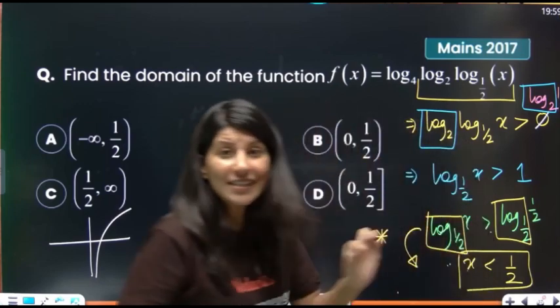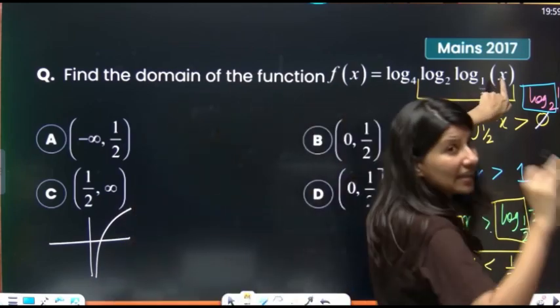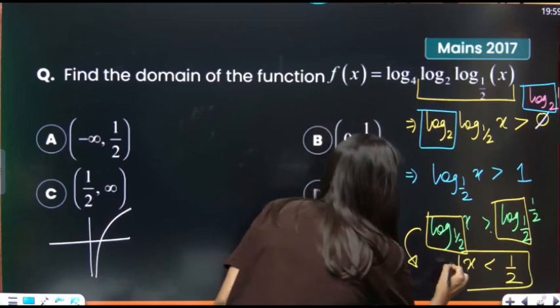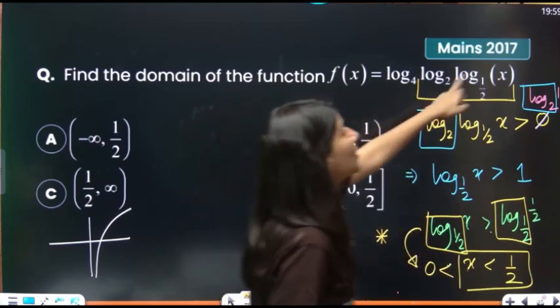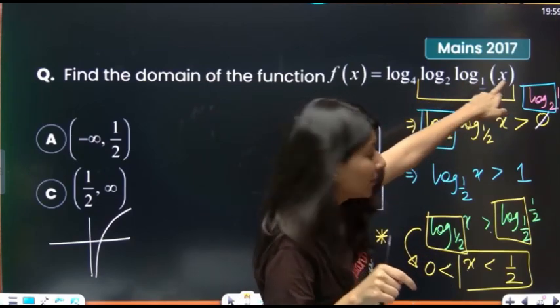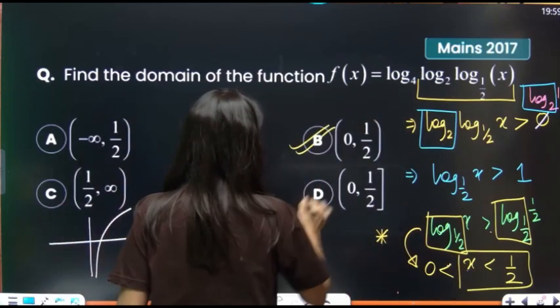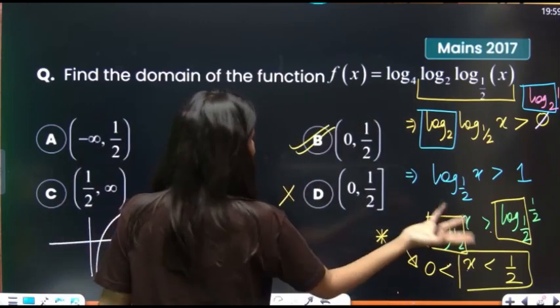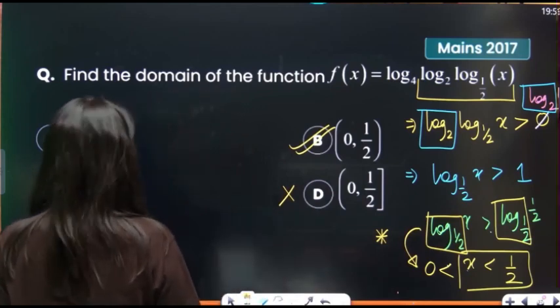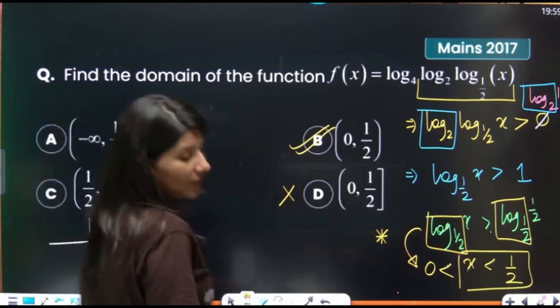And obviously, do I need to tell you that x can never be negative? So x will always be greater than 0 because it is sitting inside my logarithm. So x from 0 to half, option B is correct. D is also wrong because there is no equality over here. Then only option B is correct.